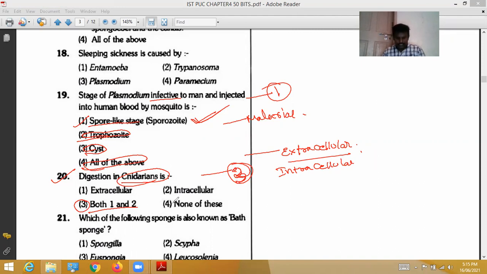Next, 21: which of the following sponges is also known as the bath sponge? In olden days, the poriferan phylum organism used as a bath sponge is not Spongilla, not Scypha. It is Euspongia. Euspongia was used as a bath sponge in olden days. Leucosolenia is not. Among the 4 options, the third option, Euspongia, is correct. It is a direct question.